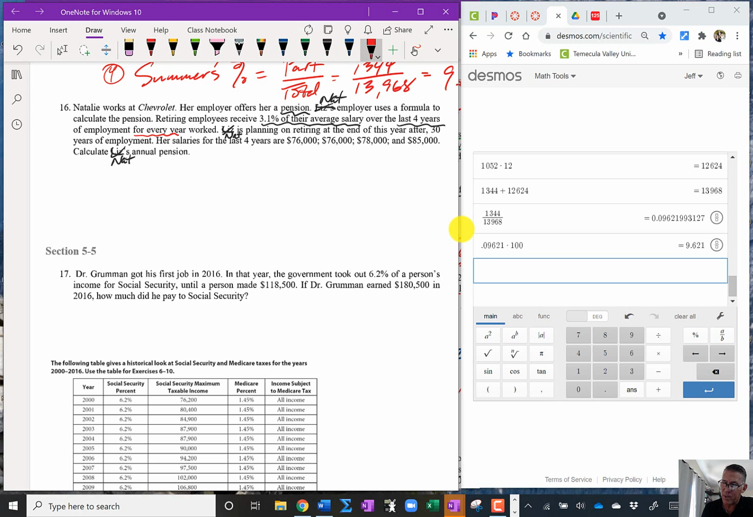So let's do that. All right, so 76,000 plus 76,000 and then plus 78,000. And then the last one's 85,000. Okay, so we have about 315,000 total. Divide that by 4 and we get a 4-year average. So we're going to take that 315,000, divide that by 4.